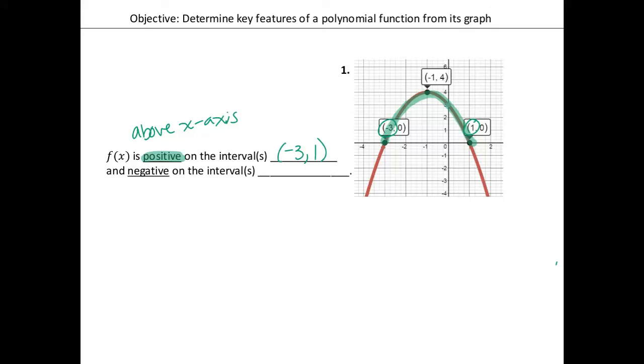And then for the negative, it's below the x-axis, so I've got two portions this time. This we said was negative infinity, and this was positive infinity, correct? So the start of the purple goes from negative infinity to -3, union, and it keeps going from 1 to positive infinity. Union because I have two portions there, okay?